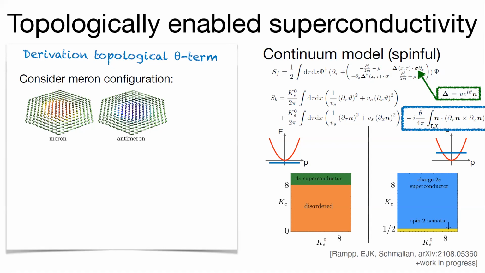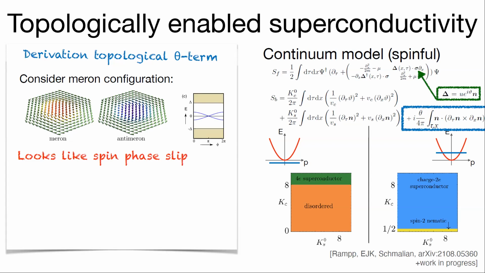A skyrmion can be decomposed into a meron and an antimeron. A meron is something like a vortex outside the core, and inside the core it can either point up or down. That's the difference between a meron and an antimeron. But far away, it looks like a vortex. Vortex is the classical word for phase slip in space time. So a vortex in space time is a phase slip in real time. Okay, so this looks like a phase slip in spin space.